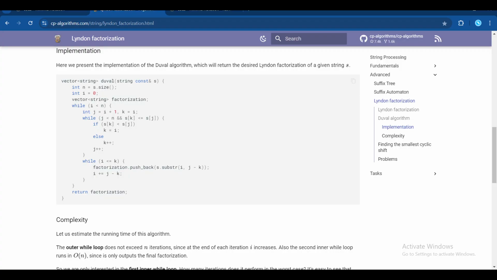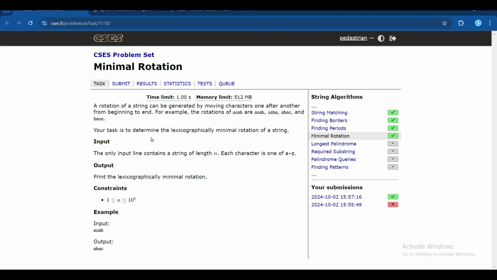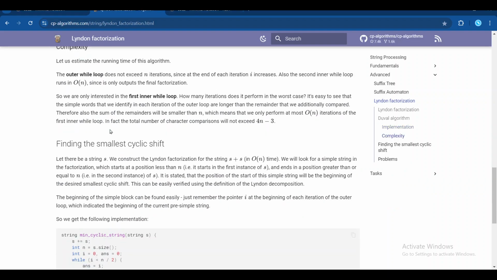But let's jump back to our original problem. What is the original problem? The original problem is minimal rotation. This is also written here. The problem is also written here, finding the smallest cyclic shift.